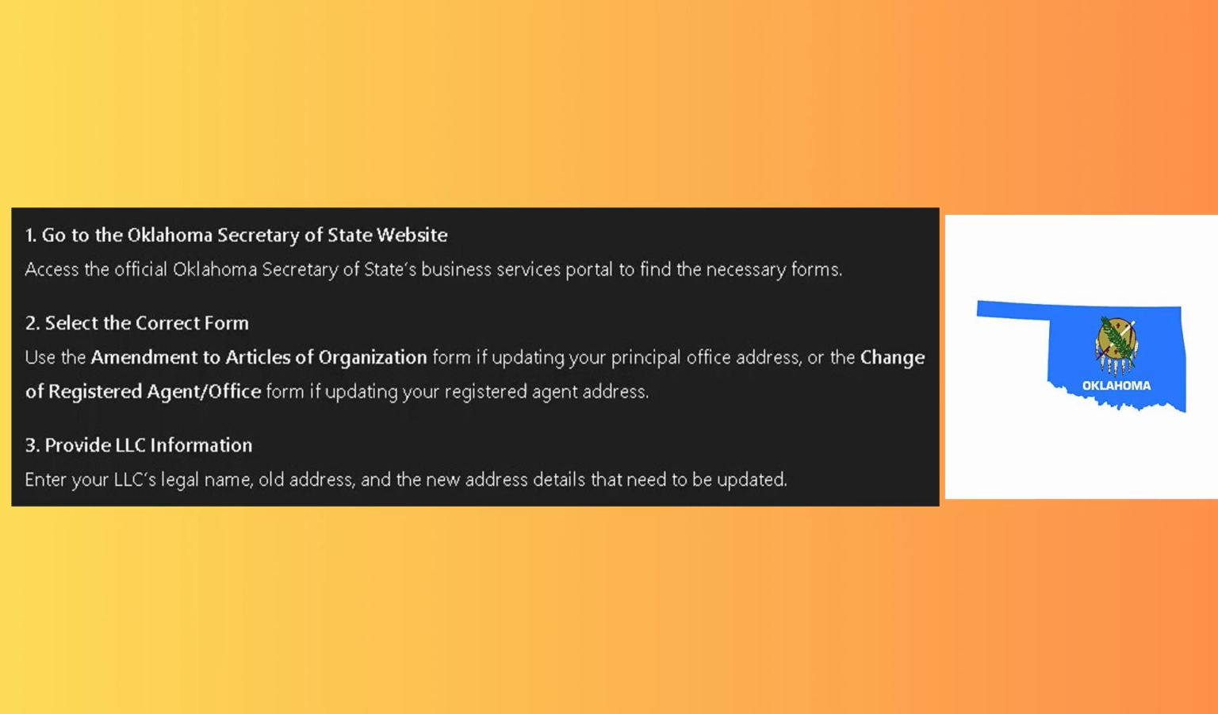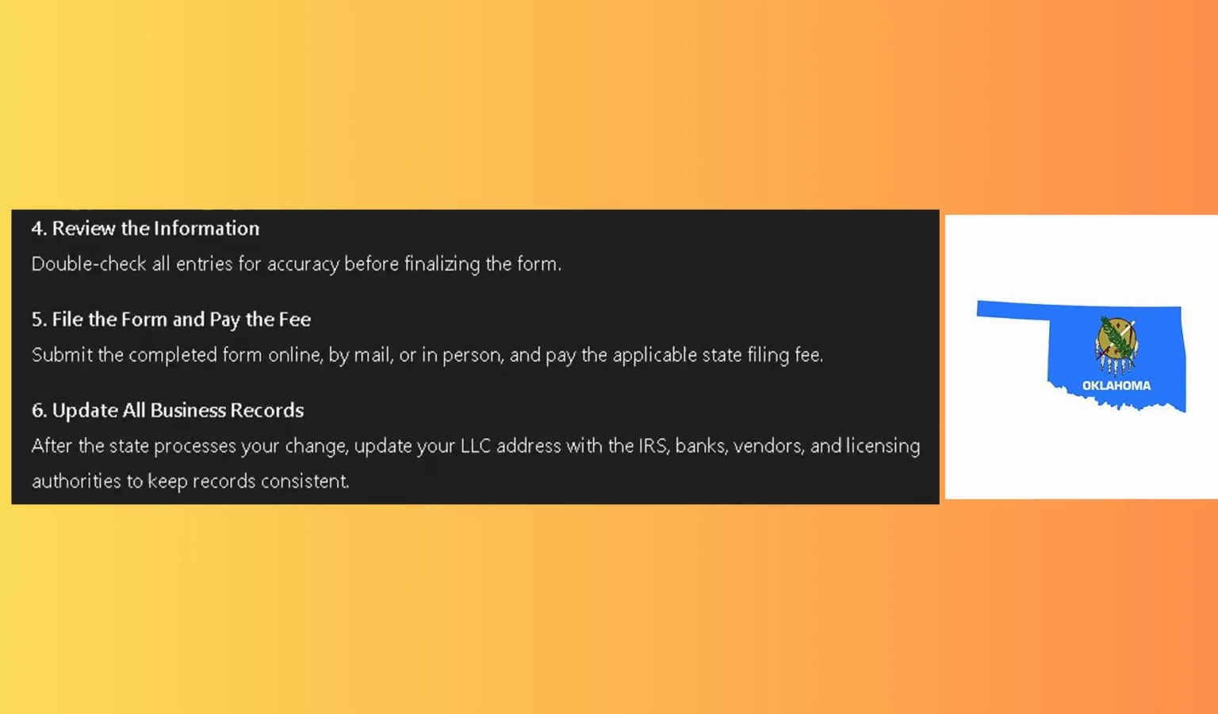Provide your LLC information. Enter your LLC's legal name, your old address and the new address details you need to be updated. Review the information. Double check all your entries for accuracy before you finalize the full form. File the form and pay the fee. Submit the completed form online, by mail or in person, then pay the applicable state fees.